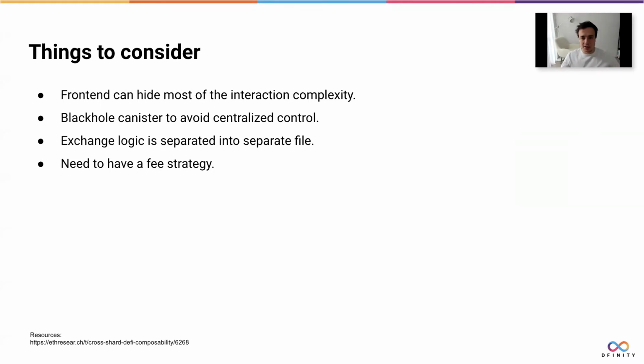Another thing to consider is that on the IC, canisters have a controller, and the controller, for example, can upgrade canisters. This might not be a good idea in the case of a DEX, because, as mentioned, it holds funds. So to avoid centralized control, we can, for example, add a black hole controller so that the canister becomes immutable. And in the future with the SNS, this will be the path to having upgradability for these contracts.